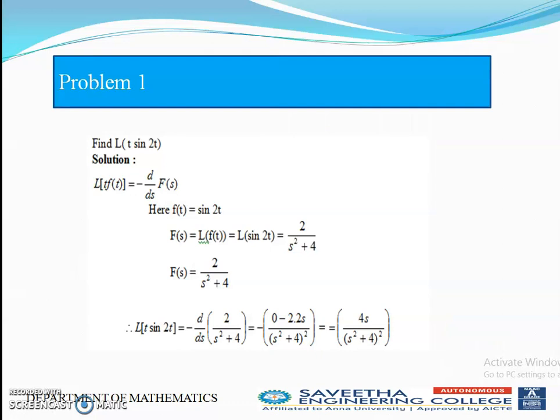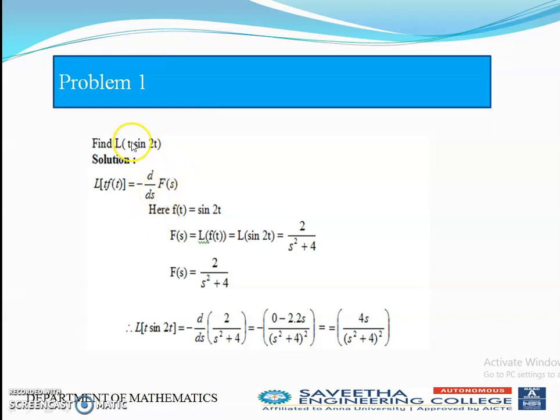So next we shall go through problem number 1. Find L of t sin 2t. Here we can identify the multiple of t into f of t. Multiple of t means the formula is in differentiation, where t power n has n equal to 1. So the formula is (-1)^n d^n/ds^n, and for n equal to 1 we get minus d by ds of capital F of s.